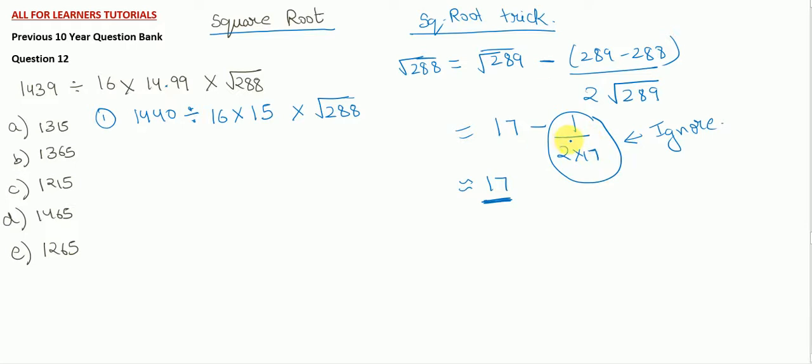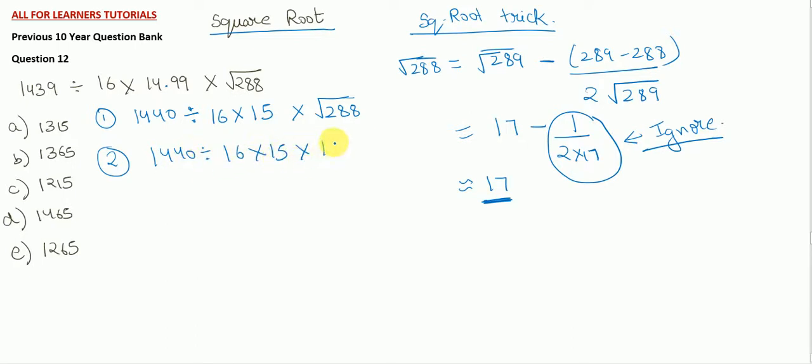But you have to keep in mind that if options are too close, then you cannot ignore this part. Here the options are not close, right? That is why we are ignoring this part. So it will depend on the options given. If they are close, then you cannot ignore it. If they are not too close, then you can easily ignore it. In our question this is not too close, that is why we are approximating that root 288 is approximately 17 only. So make it 17.